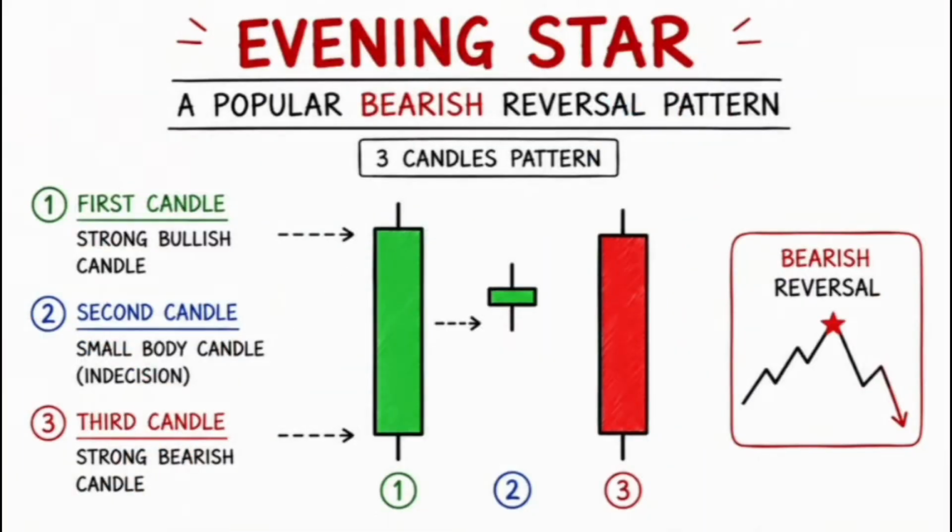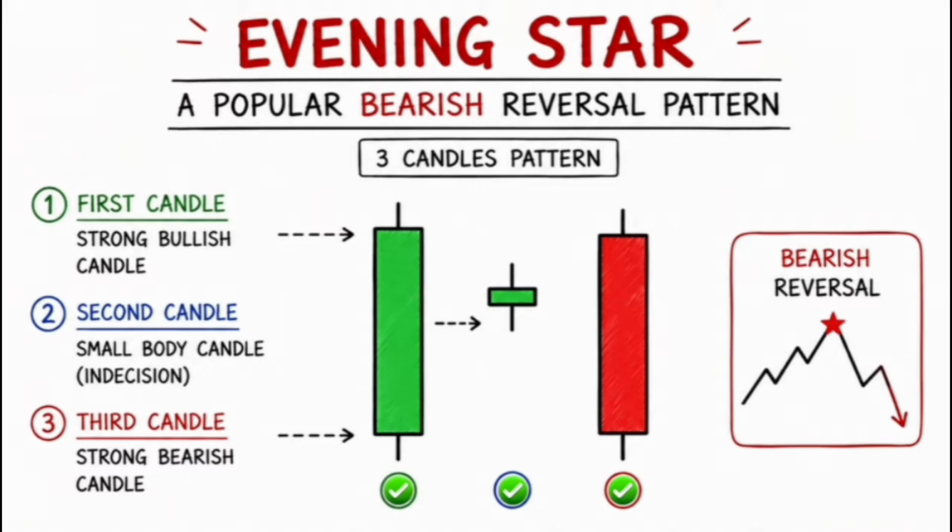Now let's move on to our 7th and final candlestick pattern, the evening star. The evening star is a very popular bearish reversal pattern. Like the morning star, it also consists of 3 candles. The first candle is a strong bullish candle. The second candle has a small body that represents market indecision. And the third candle is a strong bearish candle.